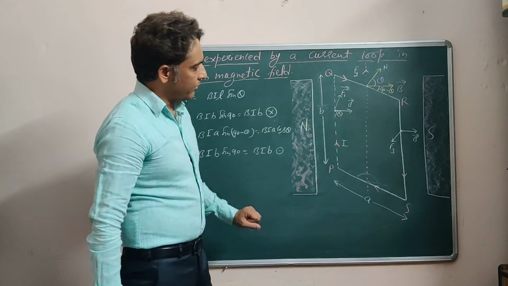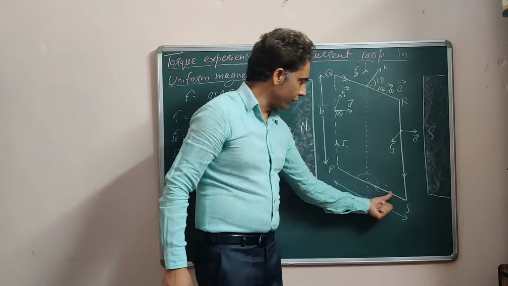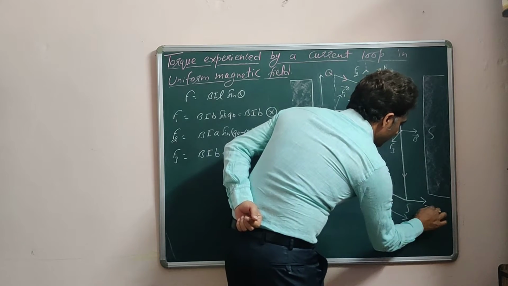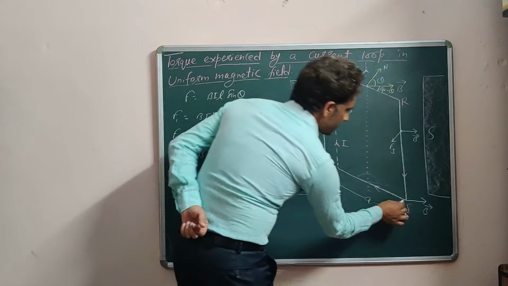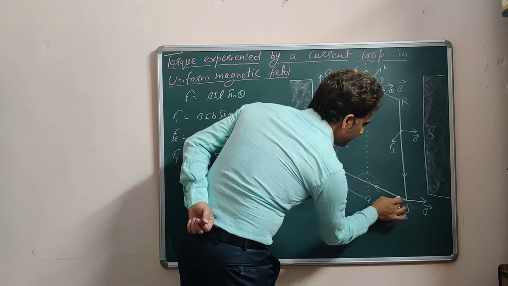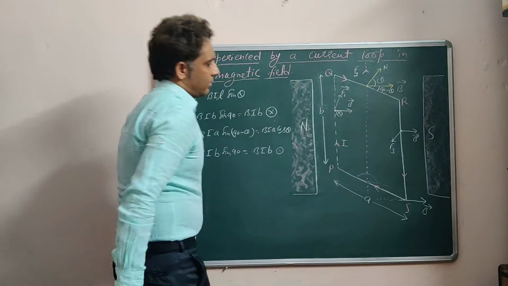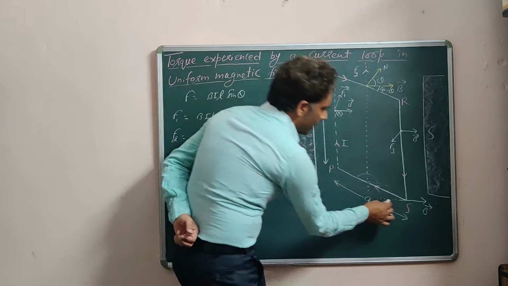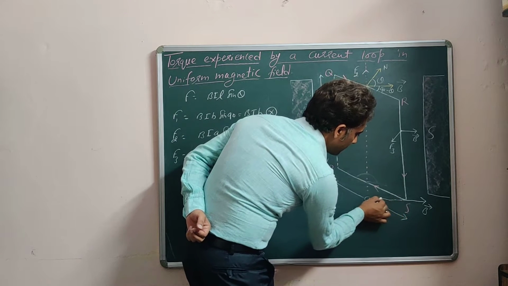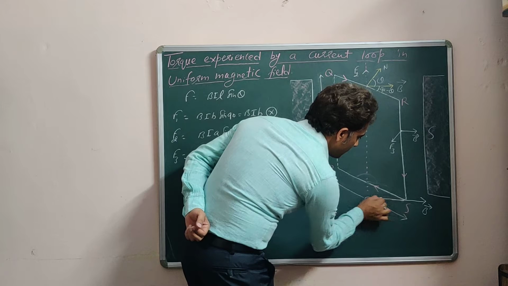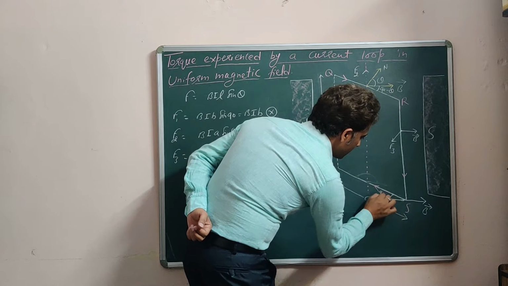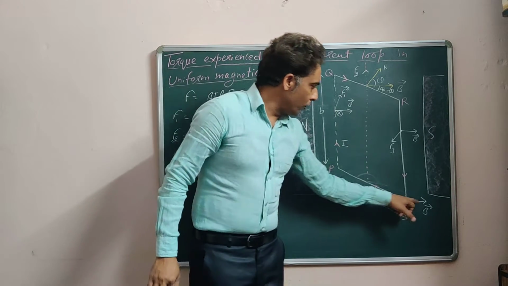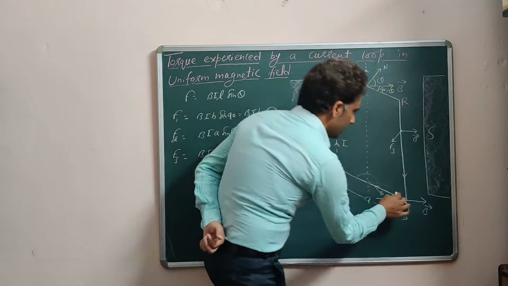First we have to see the angle between the magnetic field and the direction of current. Here the magnetic field is from left to right. So if I extend this toward this side, this angle is 90 minus theta. So this angle will also be 90 minus theta. So this is 90 minus theta. Now the angle between the direction of magnetic field and direction of current is this angle.